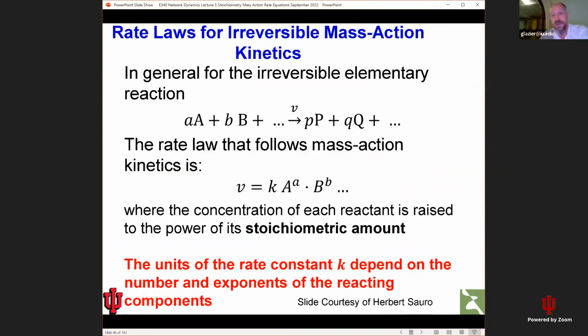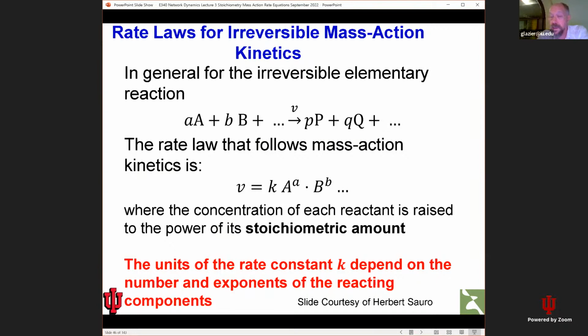Again, we're going to neglect all of that chemistry, but if you read the biophysical chemistry textbook, they'll do a lot of complicated derivations. So now we're going to talk about irreversible mass action kinetics. Say A molecules of A, B molecules of B, et cetera. And the rate law will follow mass action. So it's K times A to the power a, times B to the power b, and so on.